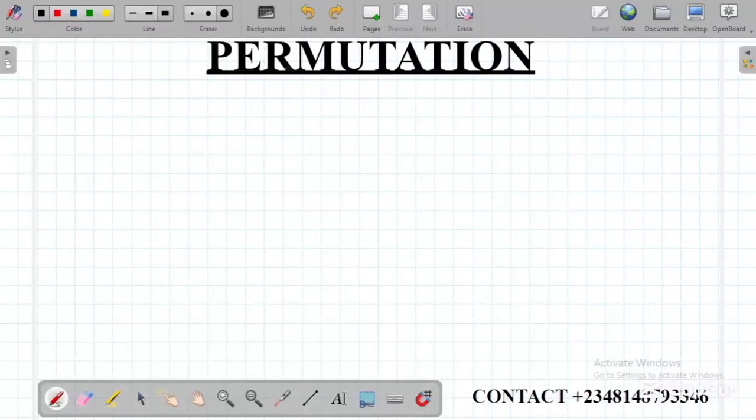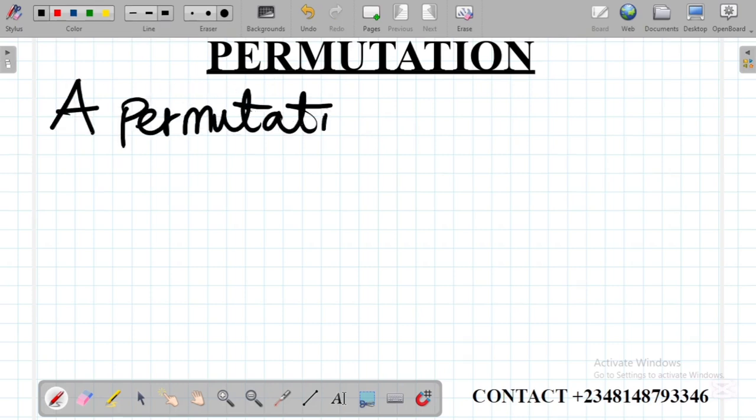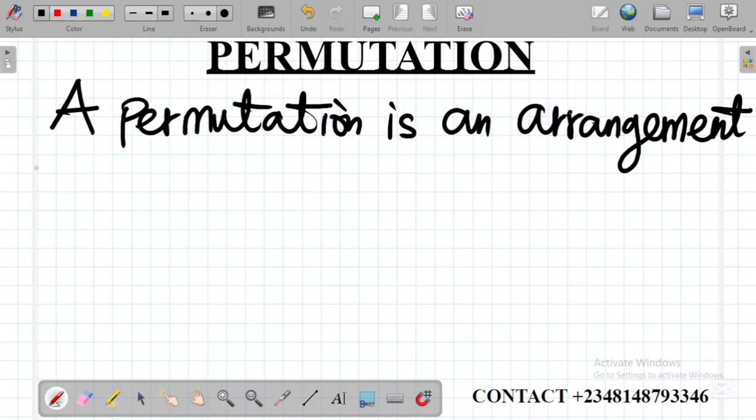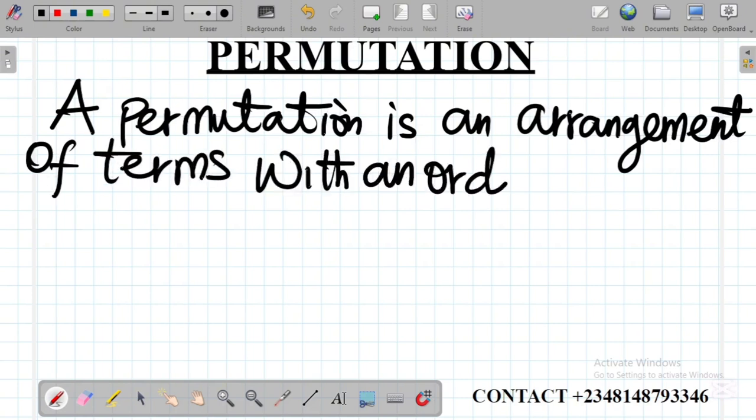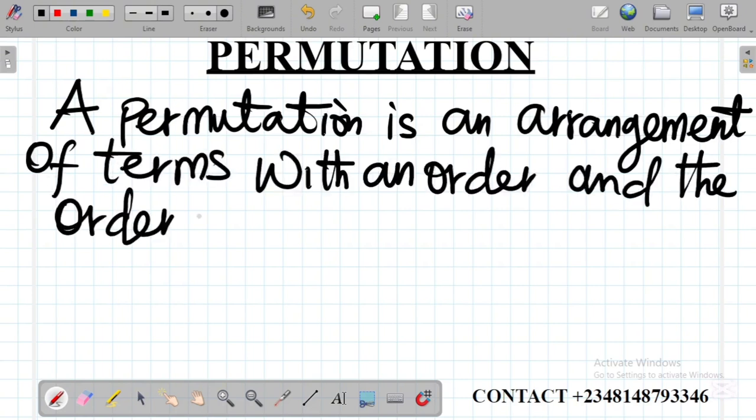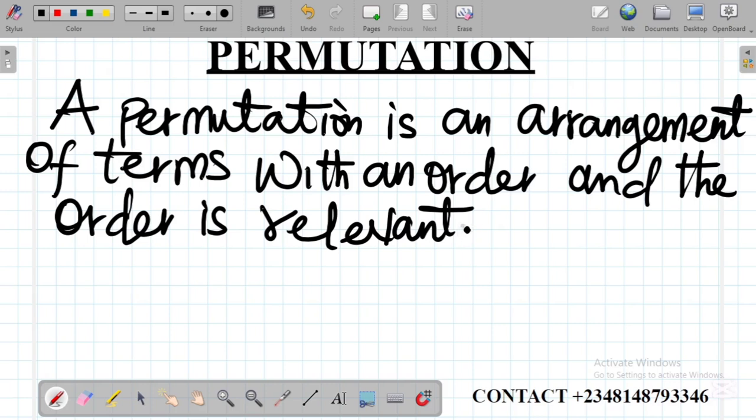Alright, welcome to today's class. In today's class, we are going to be dealing with permutation. What then is permutation? A permutation is an arrangement of terms with an order, and the order is relevant.